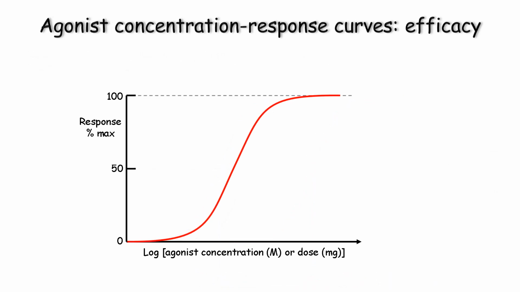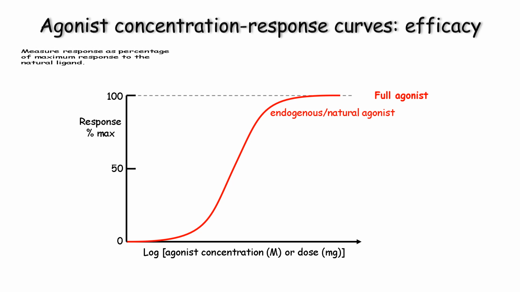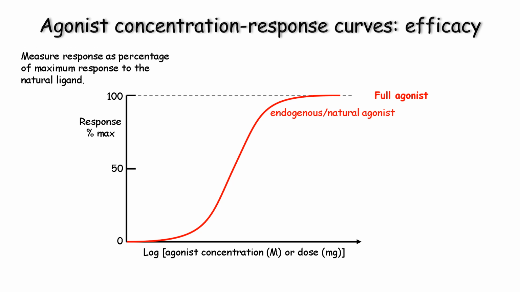Not all agonists are equally effective, even if they have the same potency. The natural or endogenous ligand for a receptor is considered to be a full agonist. When responses to other agonists are measured as a percentage of the maximum response to the natural ligand, that can show up differences in their abilities to evoke the maximum response of the full agonist. Some ligands produce a smaller maximum response. They are known as partial agonists.